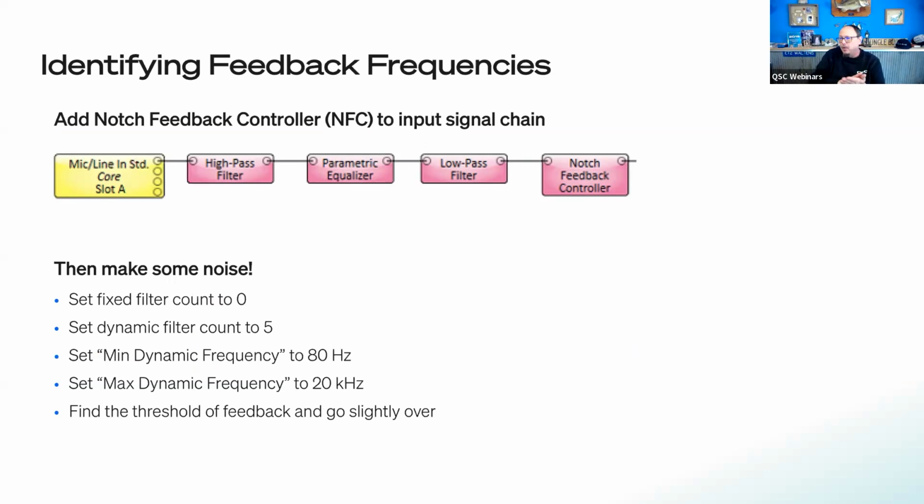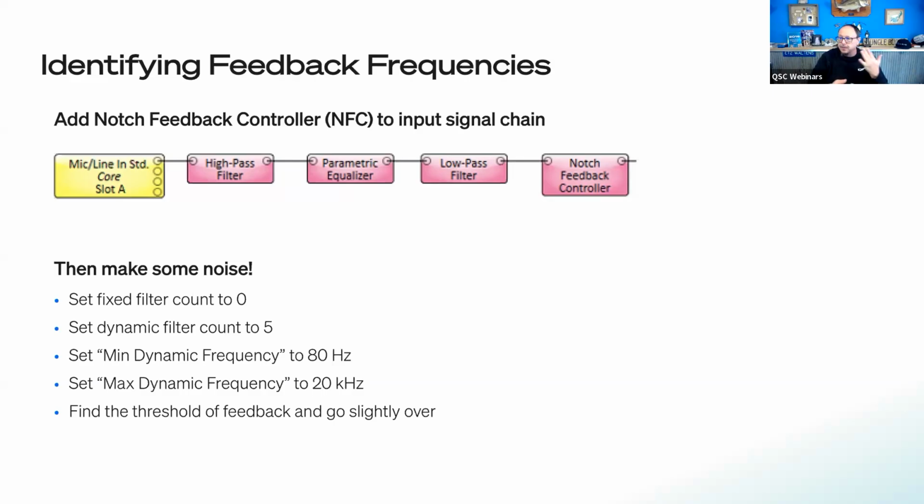Now, a lot of audio folks will say, well, you don't need an automatic feedback eliminator if you know how to set up a room. And that's true. So you could use it as just a tool and then bypass it later. But that's going to give us some things. What we're going to do is bring in this notch feedback controller.